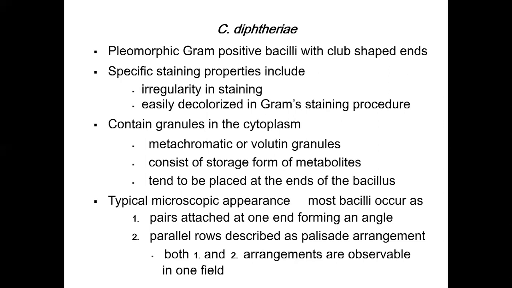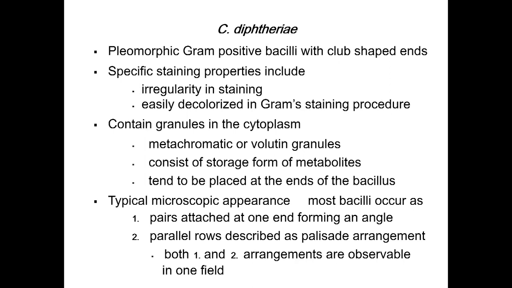Okay. So the Corynebacterium bacteria, they are pleomorphic, gram-positive bacilli with club-shaped ends. And they have some specific staining properties, just like what we have mentioned. For the genus as a whole, they show that irregularity in staining. In addition, they are also very sensitive when it comes to gram staining, to the step where the decolorization is done. So they easily lose the first stain in the gram staining reagents, the one that the organisms which are gram-positive would retain. So they easily get decolorized in the gram staining procedure.